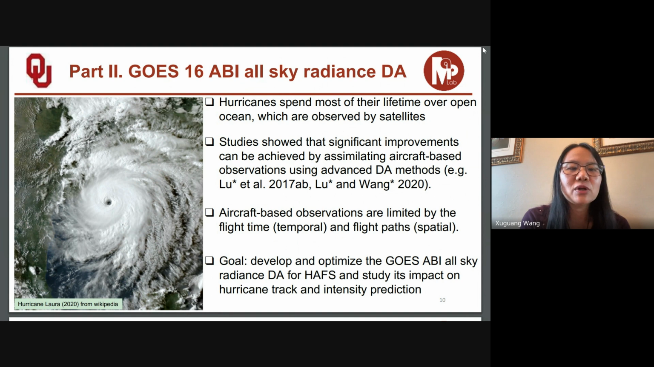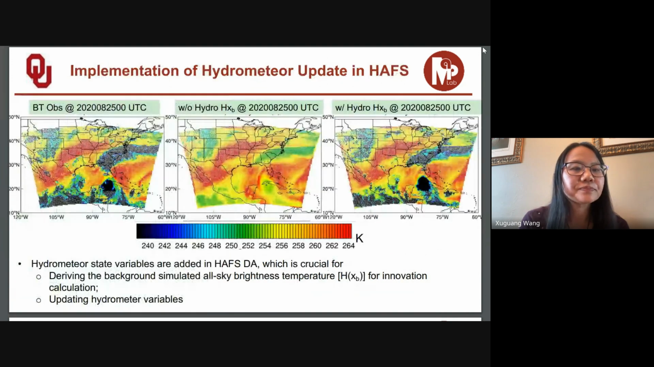In the meantime, we know hurricanes spend a lot of their time over the open water, and the satellite actually plays an important role sampling the hurricanes over the open water. So our goal here is to develop and optimize GOES ABI all-sky radiance data assimilation for HAFS, and try to study its impact. Next, please.